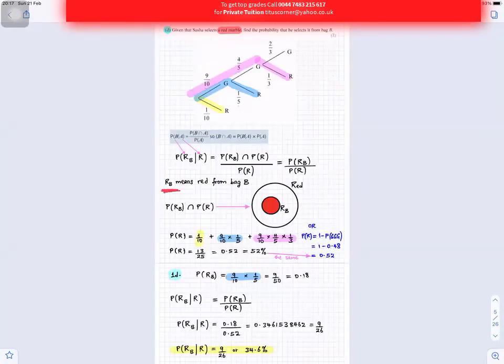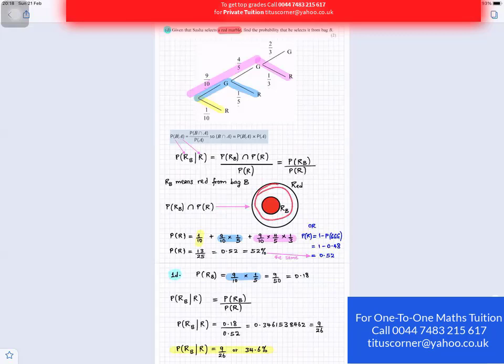So arrow B means probability of getting a red from bag B. The way I look at it is probability of getting a red from bag B intersection probability of a red. A red from bag B is part of all the reds. So the probability of getting a red from bag B intersection probability of getting a red is just the same as probability of getting a red in bag B divided by probability of a red.